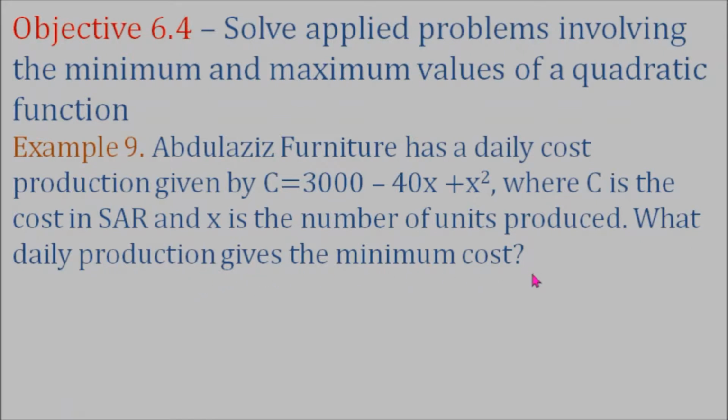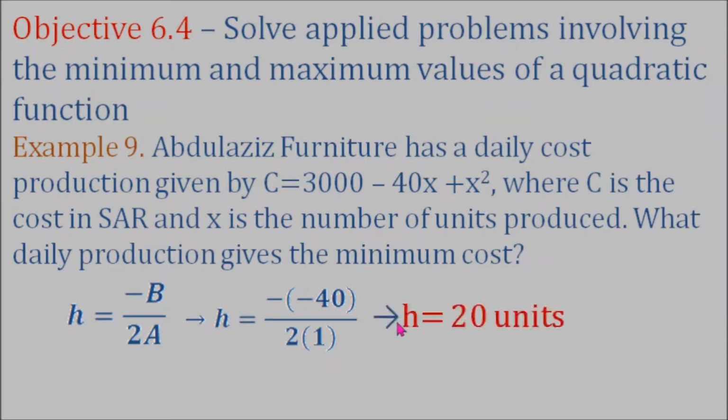To answer this question, we are just going to find the x-coordinate of the vertex. And the formula is h equals negative b over 2a. Our b here is negative 40 and our a is 1. So we have h equals negative of negative 40 over 2 times 1. And this is equal to 20. So meaning to say, the daily production that gives the minimum cost is 20 units.